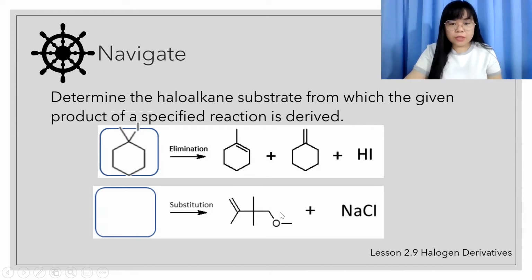Next, for the next reaction, we are given this product and an NaCl. And it was specified that this reaction is a substitution reaction. So here, we're basically just having the same parent hydrocarbon and replacing this part here with the chloride group, the chloride halogen.